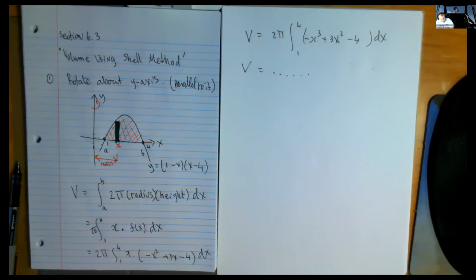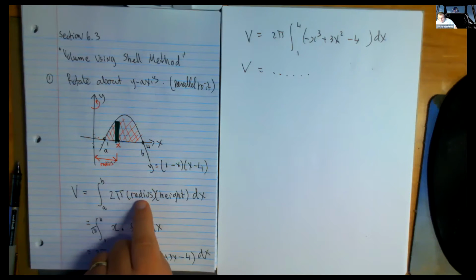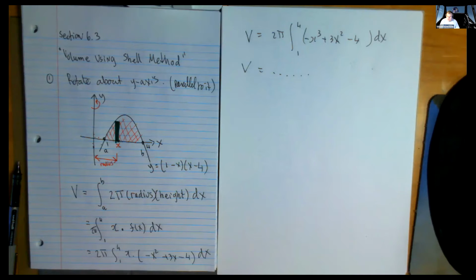So if you want to rotate an object about the y-axis, then the formula you're going to use is 2 pi radius height dx. And make sure that everything that you deal with is in terms of x's.